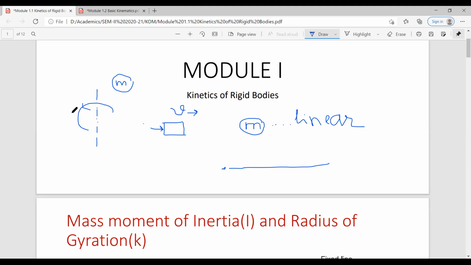Suppose a point mass is there, say it has mass m, and its perpendicular distance is k from the axis of rotation. So its distance from the axis of rotation, that is k, as well as the mass of the point will decide the inertia in case of angular motion. Only mass is not sufficient.